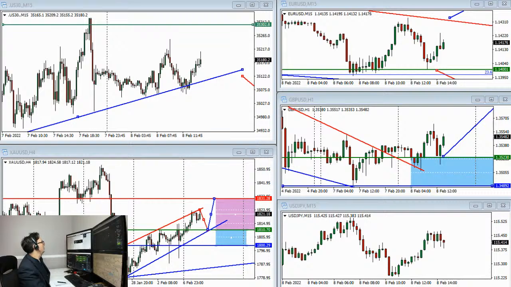Stocks open mixed with Nasdaq falling for a second day, but the Dow is higher. So this is Dow. We talked about that. Very little, guys. This week is actually really quiet from the economic calendar point of view.